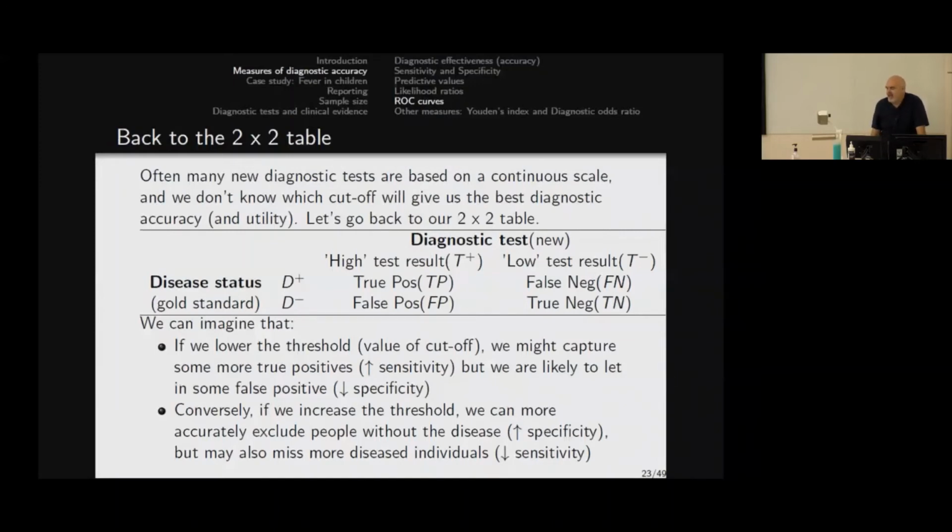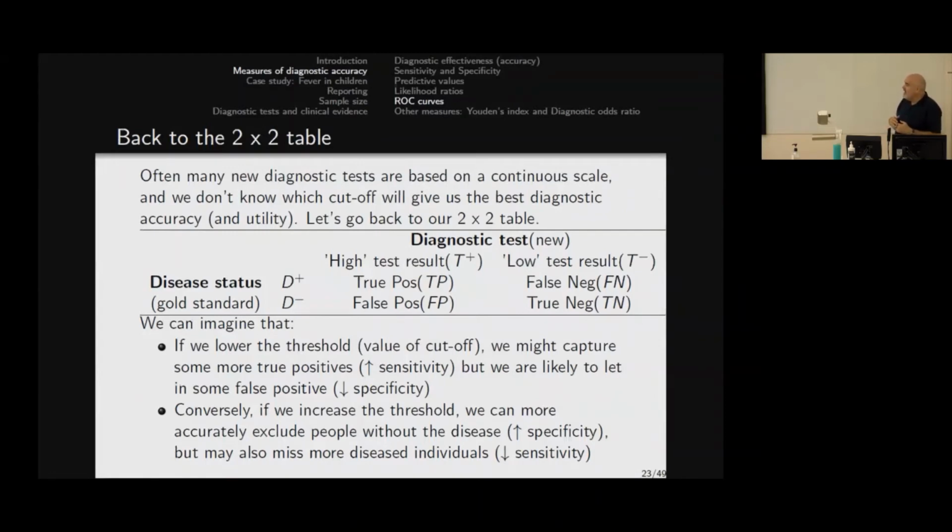Now, if we're using a continuous variable, we can't use a 2x2 table. We don't know where to put our cut point. We only know whether you've got the disease or not, according to the gold standard. Now, I'm assuming we're talking about a biomarker where high values are bad and low values are good. It could be the other way around. But the point is that sometimes sensitivity and specificity don't have the same benefit.